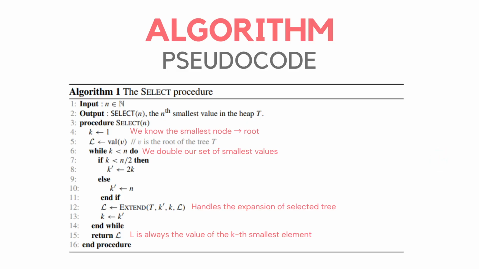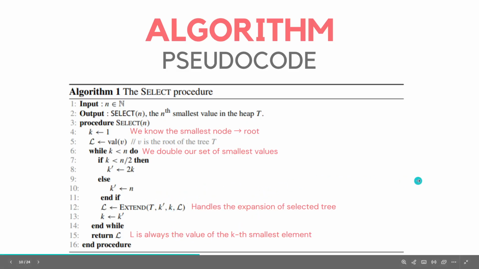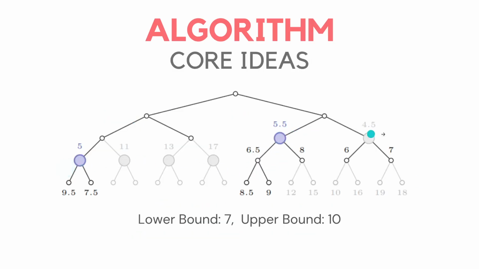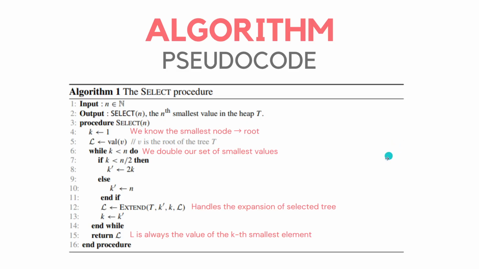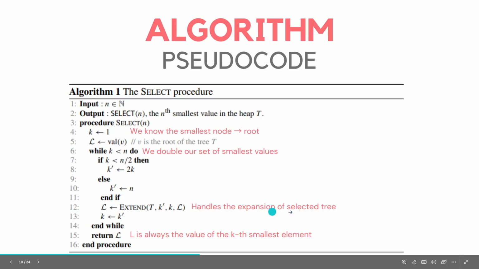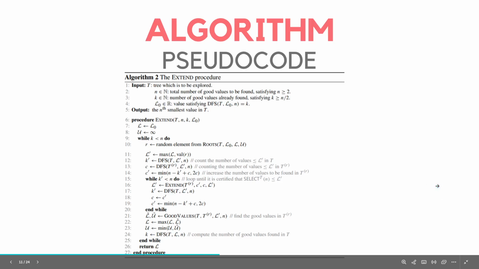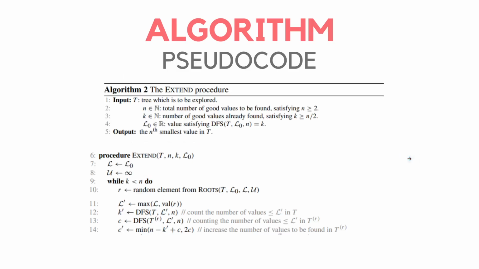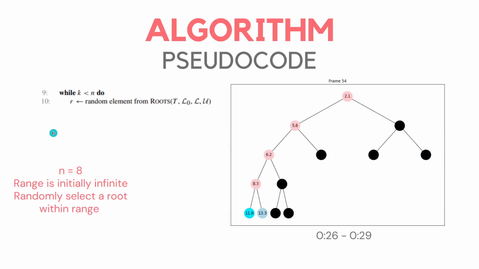Now the procedure, again, as we've roughly described, we start with the root, knowing that it's the smallest value, and we try to double the set of smallest values that we have. And then we have this sub procedure called extend, which helps us continue from these different roots and expand outwards. And the goal is that at the end we'll get the nth smallest value and we can return that to the user. Now, the way the extend procedure works is a little bit long and a little bit complicated, so we'll break it down. In fact, let's break it down even more.